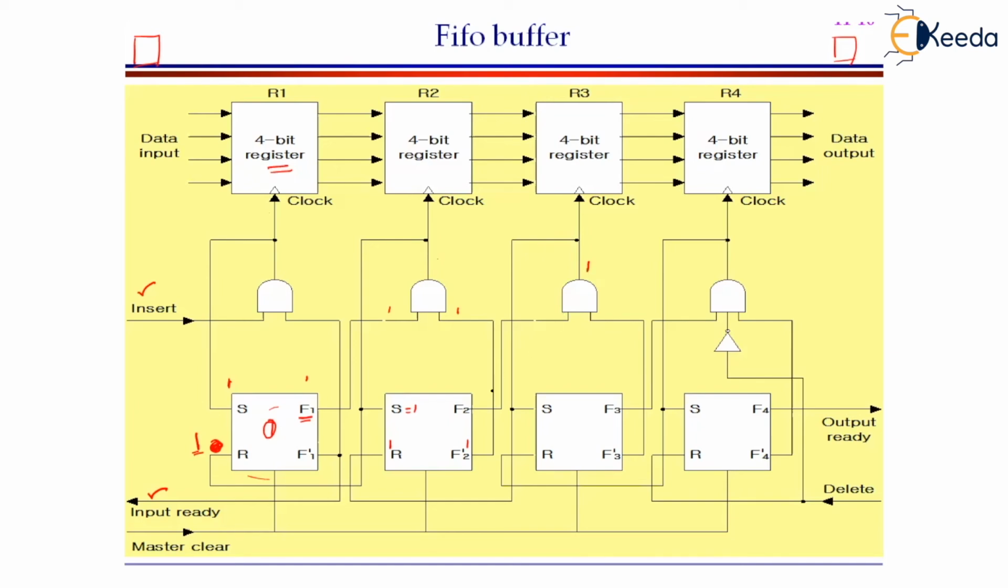Once again, F2 is already equal to 1 because this register has data and this flip-flop value will be equal to 1. F2 value is connected to one of the inputs of the AND gate. The second input of the AND gate is collected from F3's complement. When F3's complement is equal to 1, this AND gate will be triggered. Obviously, F3 complement will be equal to 1 because there is no data available in this register. So F3 complement is equal to 1 and F2 is equal to 1. Both will trigger this clock.